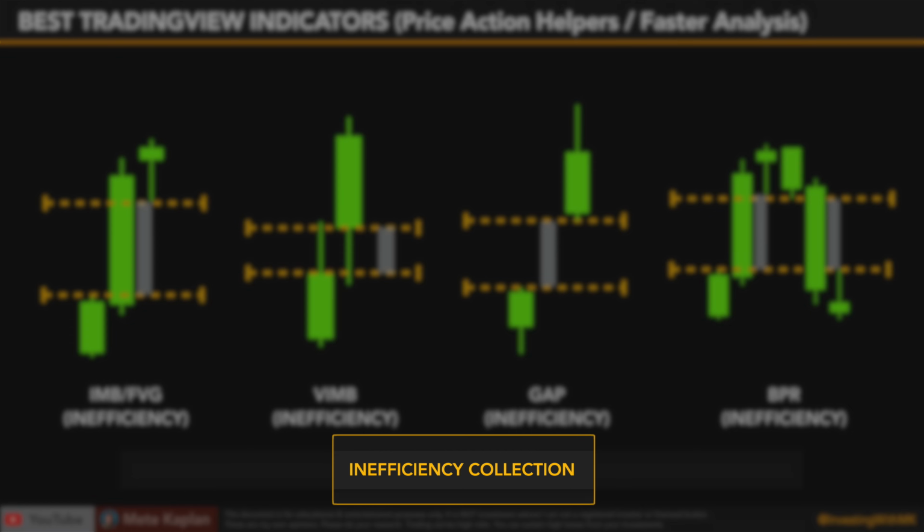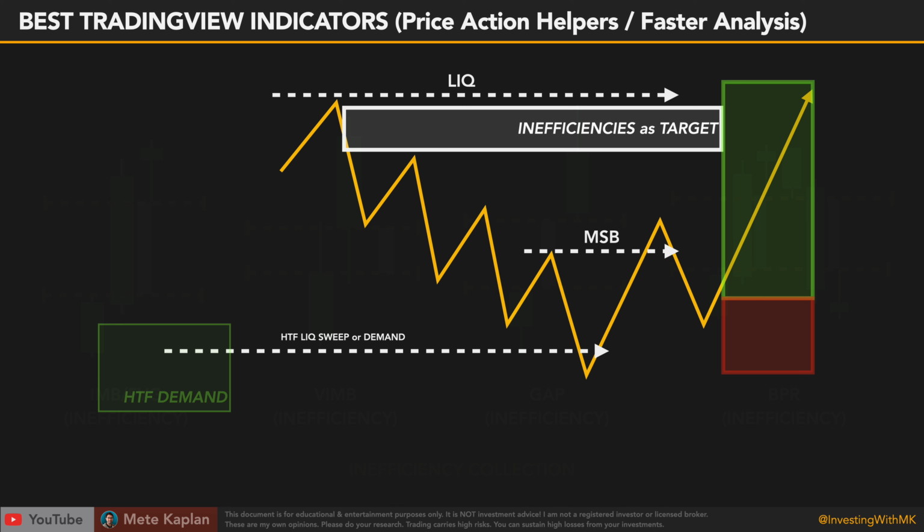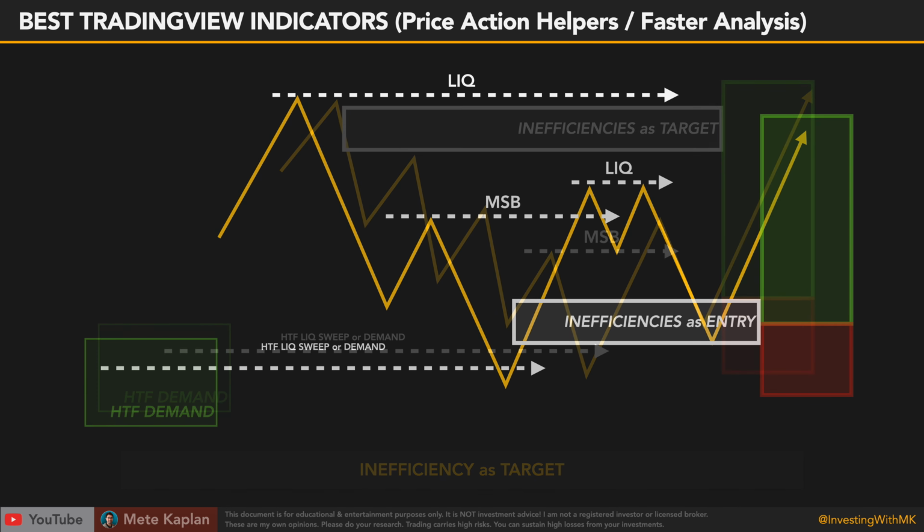There are three major ways to use all these inefficiencies. Let's see them. Inefficiencies as targets. So inefficiencies, gaps, volume imbalances, balanced price ranges, and fair value gaps, all are great targets. I've been using them as targets for years. You can also use them as partial profit points because the price may react to them strongly.